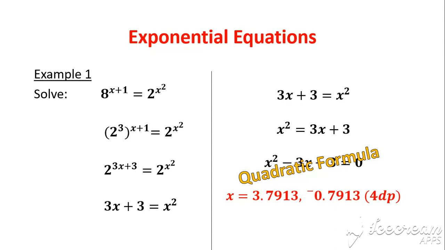So my two answers are 3.7913 and negative 0.7913. I've rounded both of these to 4 decimal places.